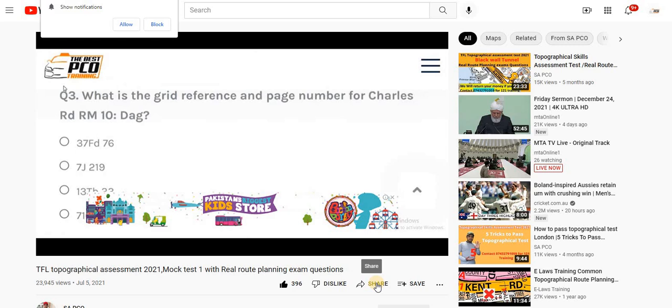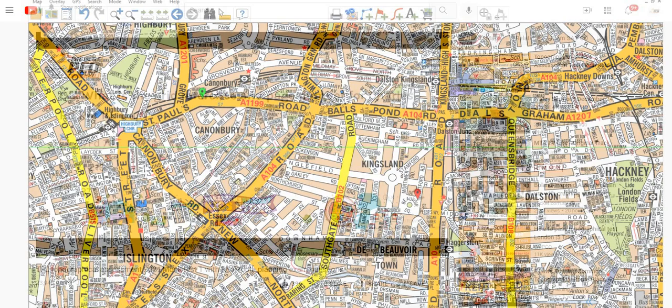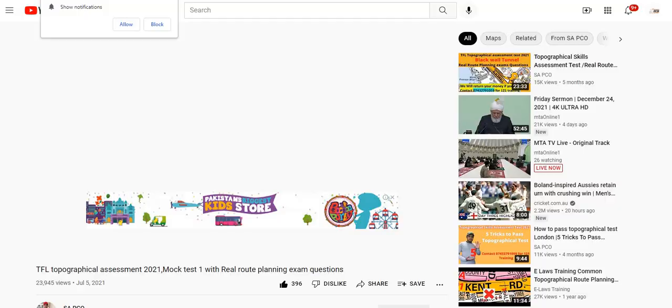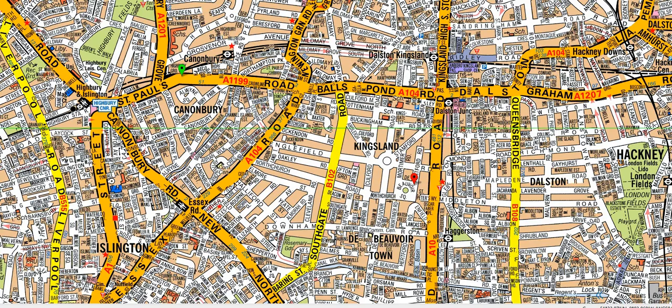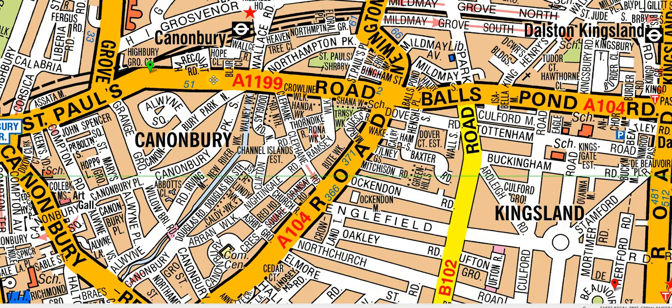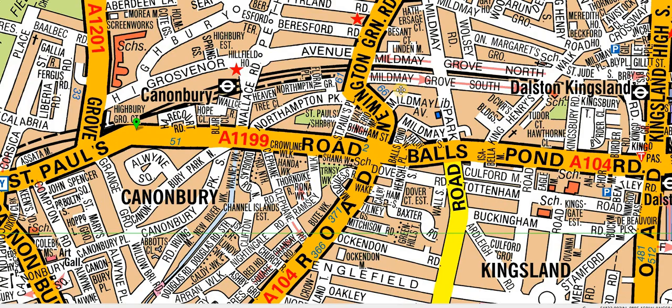Now let's talk about the route planning. This is going to be 4 questions. I'm speaking to my dear students who don't know anything about route planning: what is route planning, how to draw the line, how to recognize the buildings, the tunnels, and the roads, and what are white roads and yellow roads. So let me speak about it briefly.